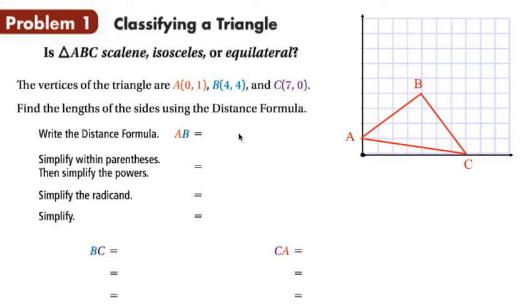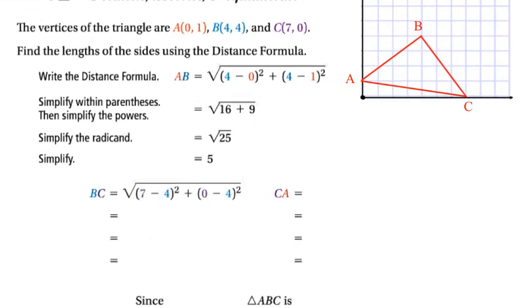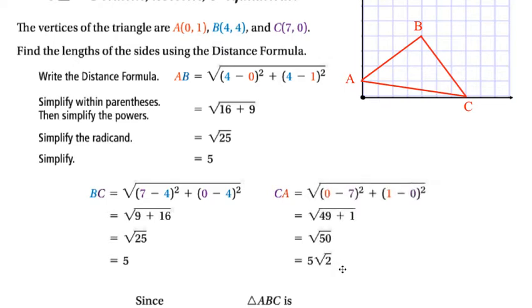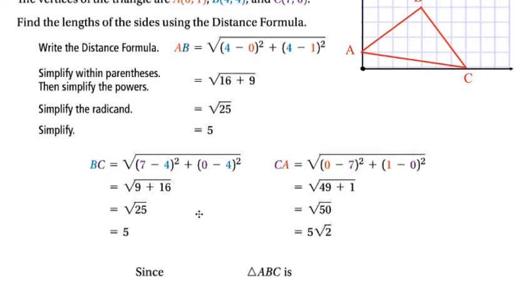So first of all, side AB, using our distance formula, turns out to have a side length of 5. Side BC also has a length of 5, and side CA has a length of 5 square roots of 2. So, since we had two sides that were congruent in length, AB and BC had side length 5, therefore it's an isosceles triangle.